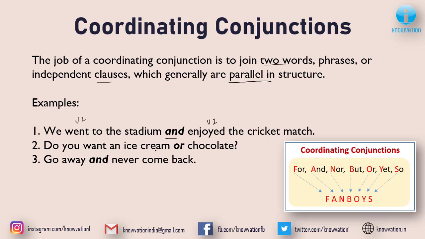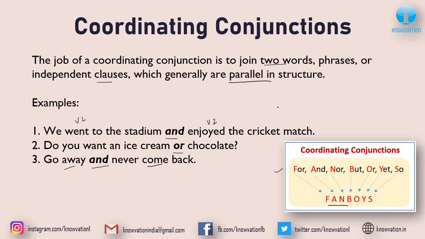Next, do you want an ice cream or chocolate? So "or" is also a coordinating conjunction here. Go away and never come back. So "come" and "go away" are forming a parallel structure. So "and" is also my coordinating conjunction. Other coordinating conjunctions are for, and, nor, but, or, yet, so, and you can remember them by this acronym, FANBOYS.